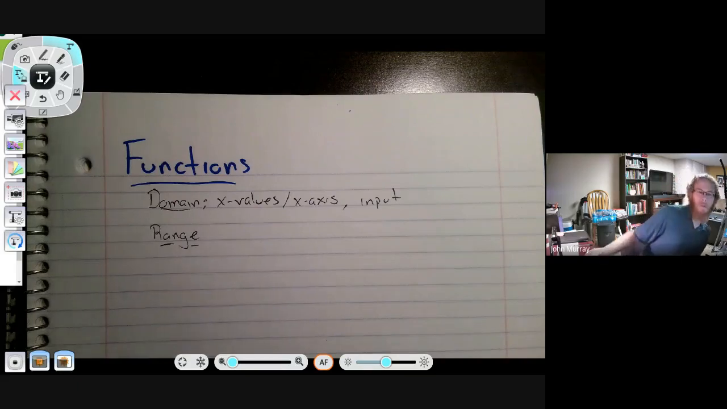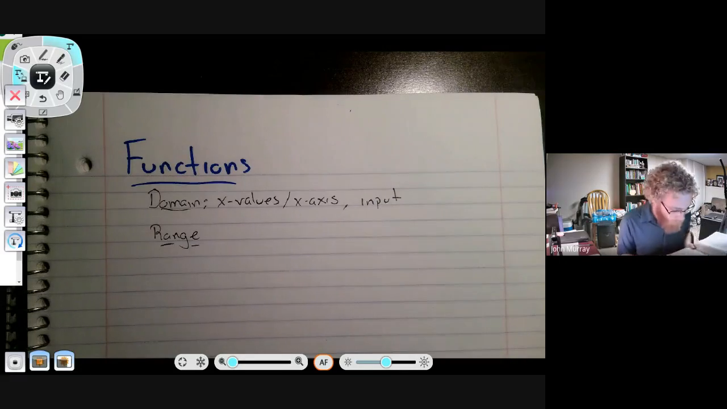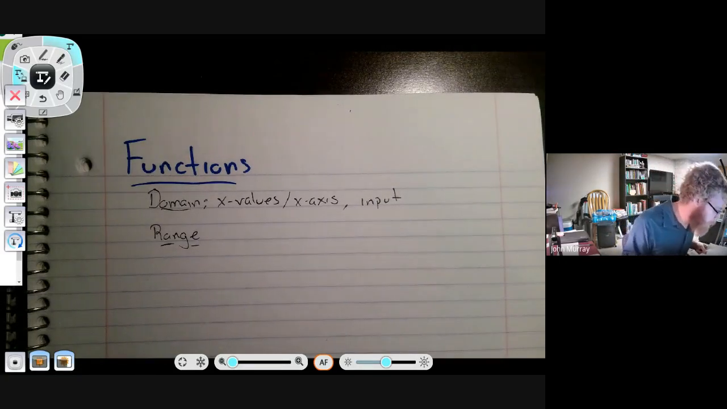Okay, so the main x values, x-axis. It is also known as our input, like we said. Is there anything else we can call it, or is that about it? I think that's about it.